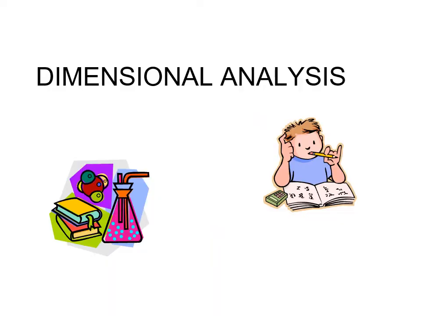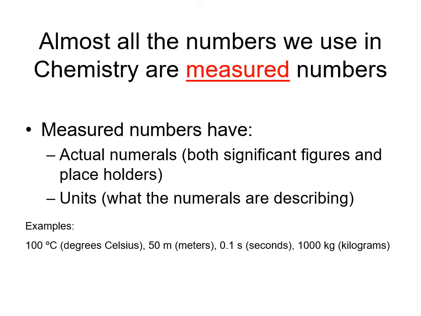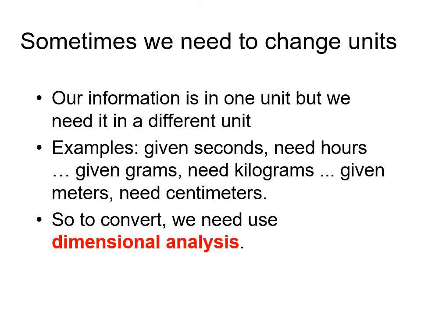Okay, and so how to do dimensional analysis or how to convert your units. Before we get started, I just need you to know in chemistry we use measured numbers, which means there are actual numbers and there are units. So we don't ever just say it's 100. It's 100 degrees Celsius, 50 meters, 0.1 of a second, 1,000 kilograms, and the unit is a part of the number. But oftentimes we need to change our unit. So we're given something in seconds, we need it in hours, or meters, change it to centimeters, etc. And so this process, dimensional analysis, is just how we convert units.